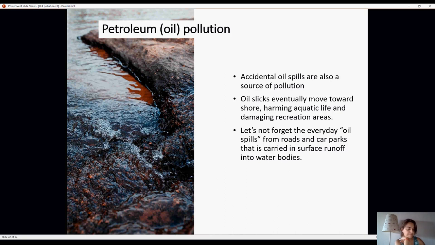The problem is some of the oil is lighter than water. Some of the oil is heavier. The heavy crude will sink to the bottom, and it will smother the life which is living on the bottom of the sea. The other thing that we maybe forget is that where you have roads and cars, you have oil. And so there is a low level, but constant level of runoff of oil.